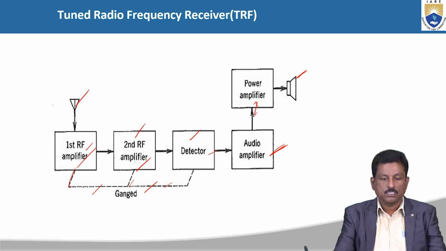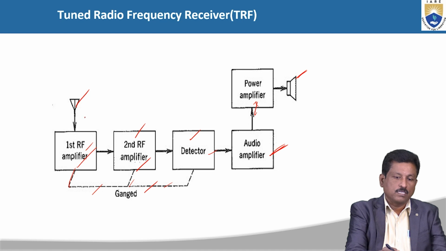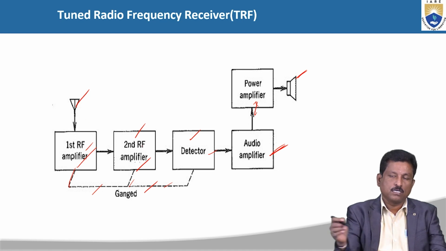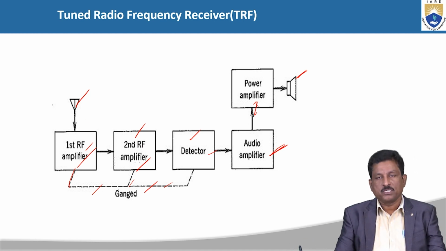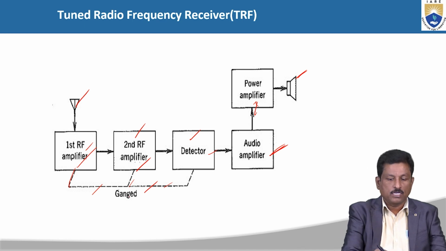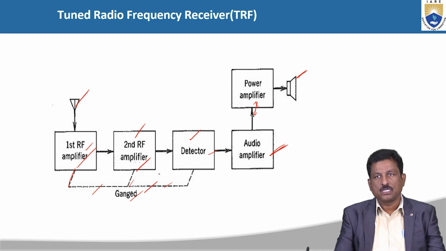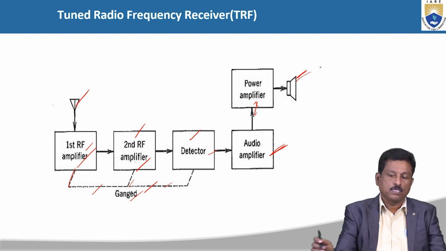Why is it a tuned radio frequency receiver? At every stage, from the antenna at the beginning, the first and second stages, and the detector, there is a tuning operation. By the support of the gang capacitor, we perform the tuning operation, so it is a tuned radio frequency receiver. Once detection is over, there is no need for tuning again. The desired audio frequency range or modulating signal is detected, amplified by the audio and power amplifier, and finally the sound signal is generated with the speaker.